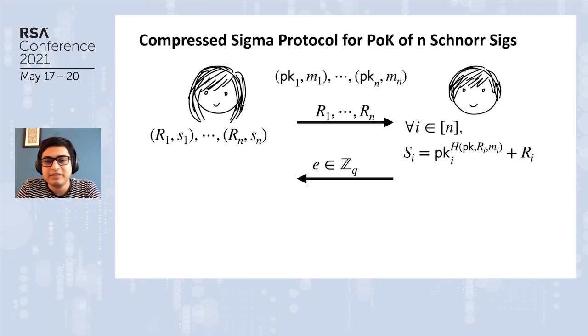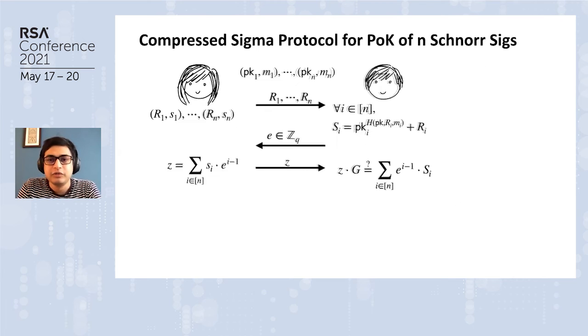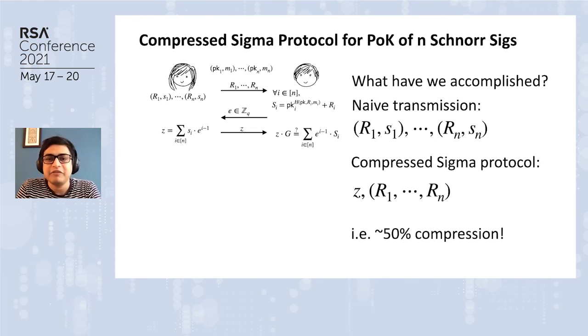The verifier then sends a challenge e in Zq, which the prover uses the same way as earlier to compute a linear combination of its si values, where the ith coefficient is e to the i minus one. Call this z. Once z is sent over to the verifier, he can then check that this relation does indeed hold in the exponent. So what this accomplishes is that whereas naive transmission requires sending each Ri and Si for i in n, the compressed sigma protocol requires you to send only the Ri values and also a single z in place of all the Si values. And given that R and S are roughly the same size, this is essentially 50% compression.